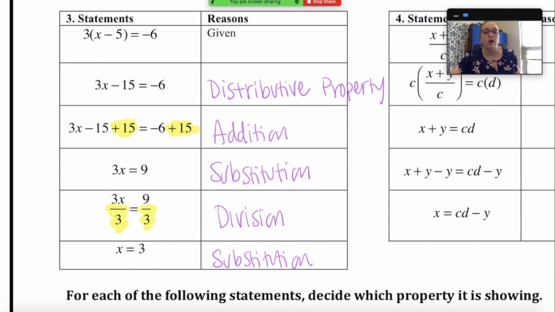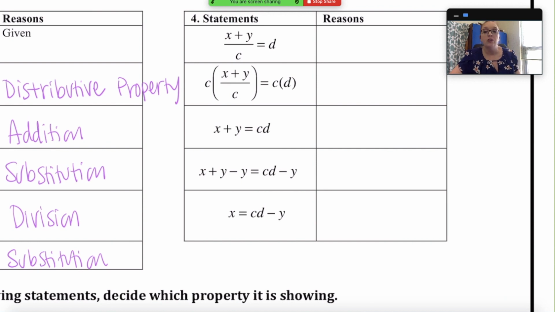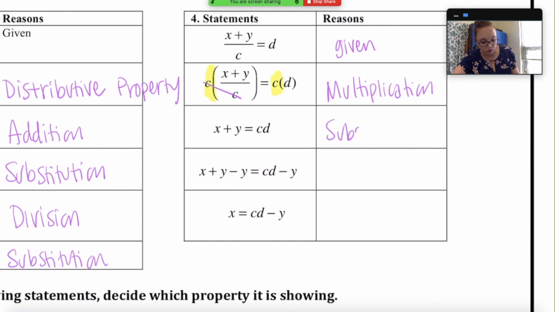Okay, let's try number 4. Now this time, notice there's just variables here. So that first statement is just what's been given to us. So I'm going to write the word given. Pay attention to see what's different from the first line to the second. So I see a C being multiplied here and here. They're multiplying both sides by C. So that would be the multiplication property of equality. Okay, and when they multiply both sides by C here, those C's cancel, leaving us with x plus y. Okay, so this is just substitution.